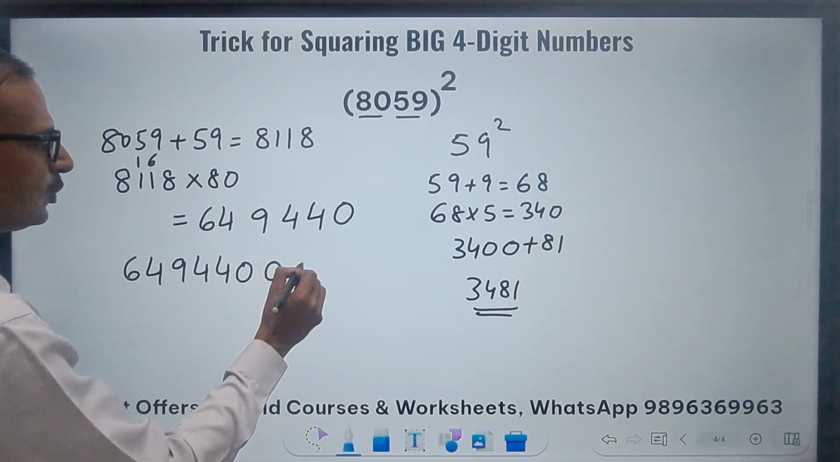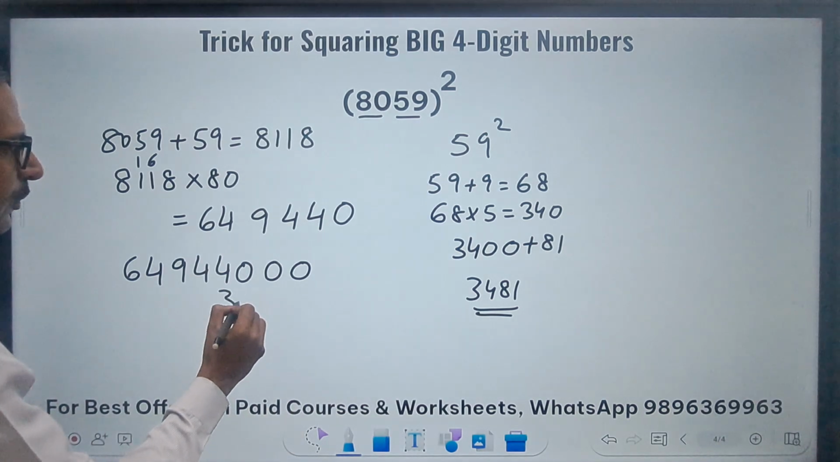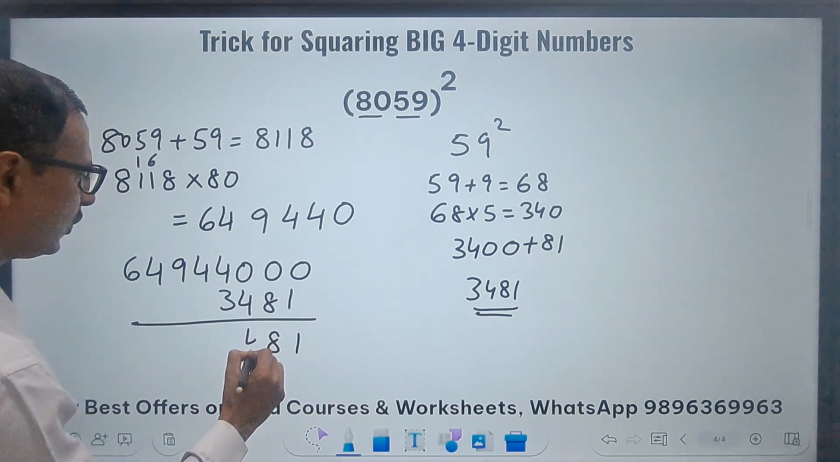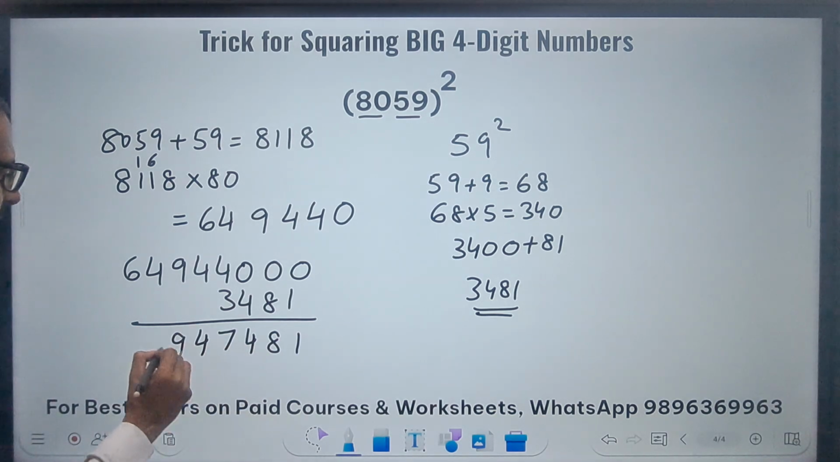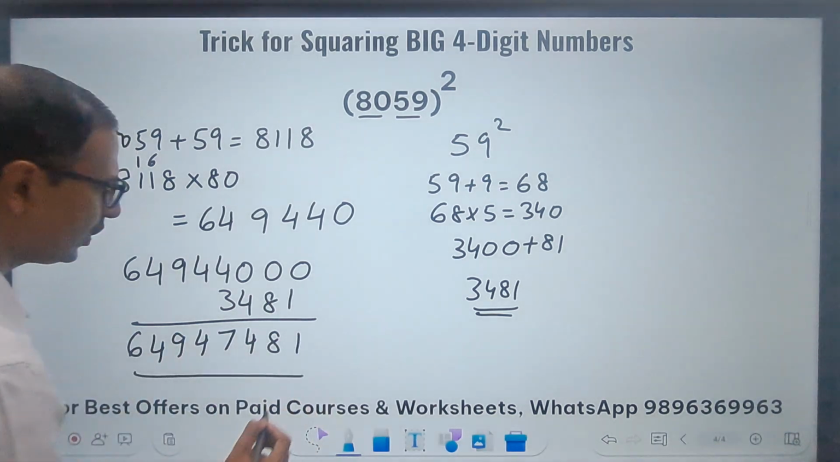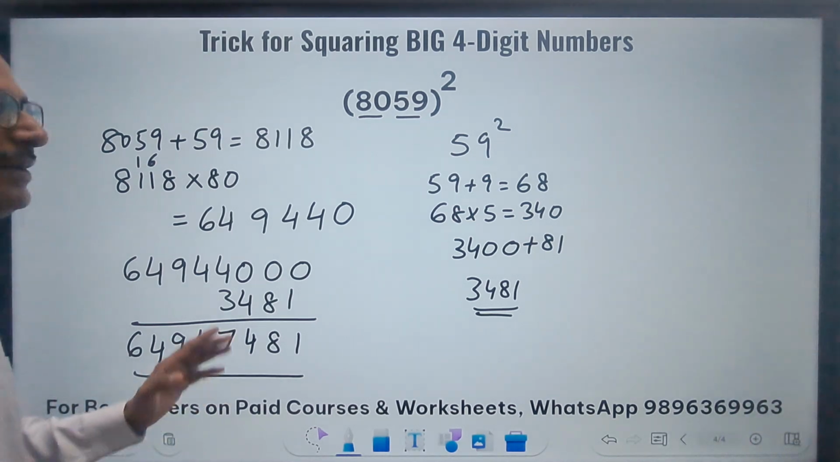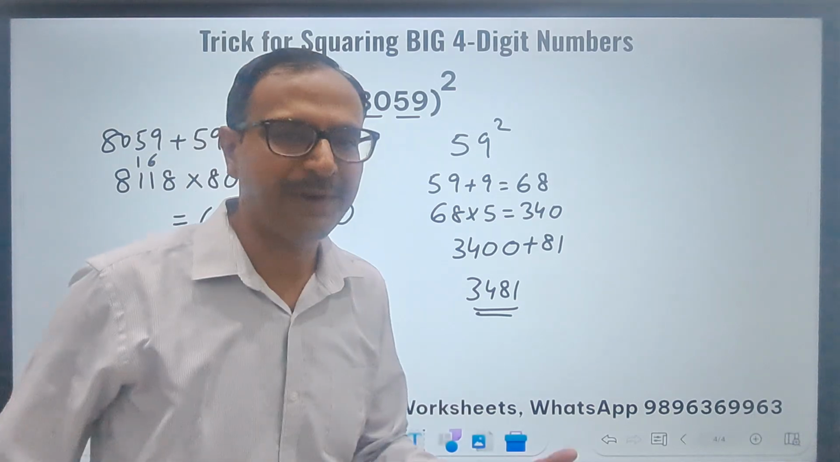649440 followed by 2 more zeros, and add 3481 to the result. You get your answer 64947481. Look at the number of terms there. 64947481 is the square of 8059.